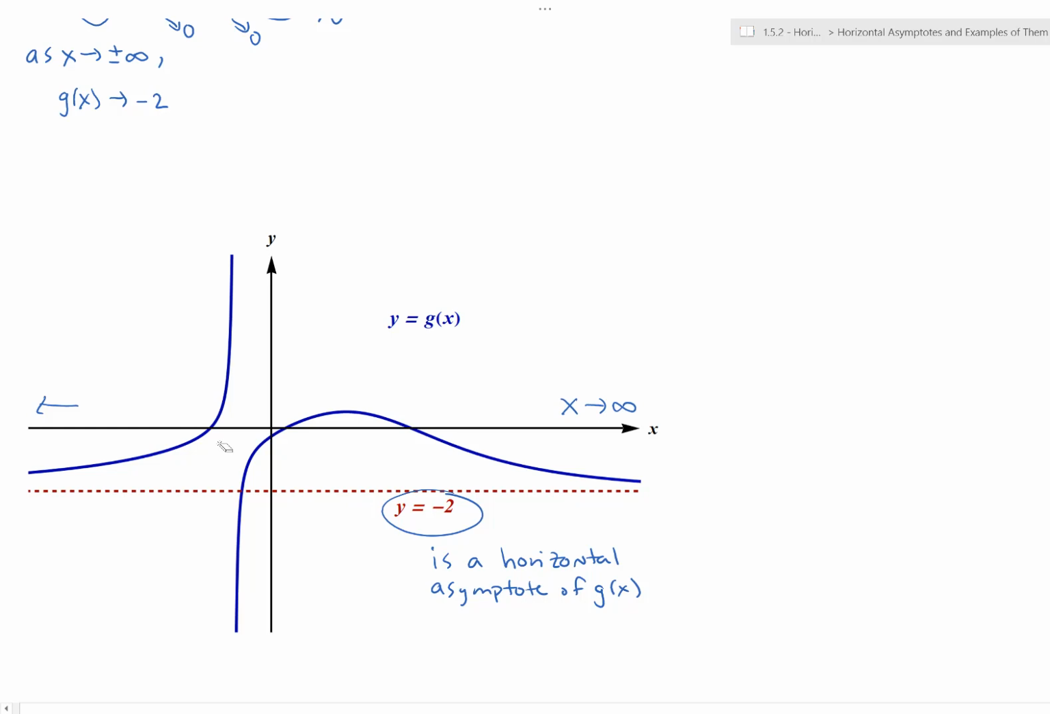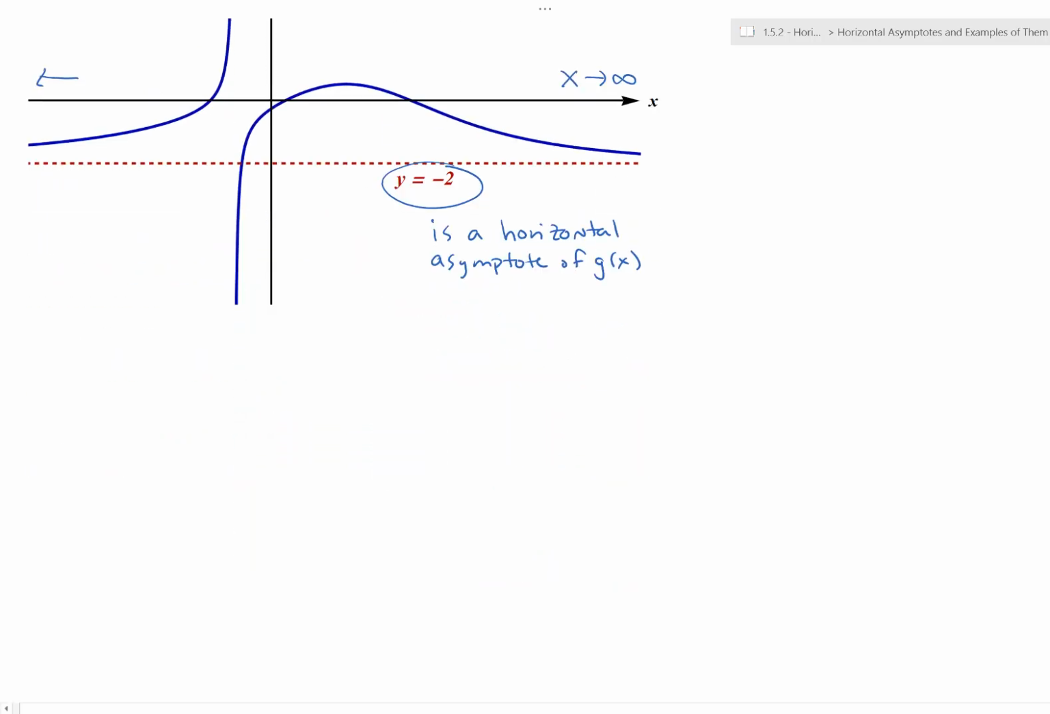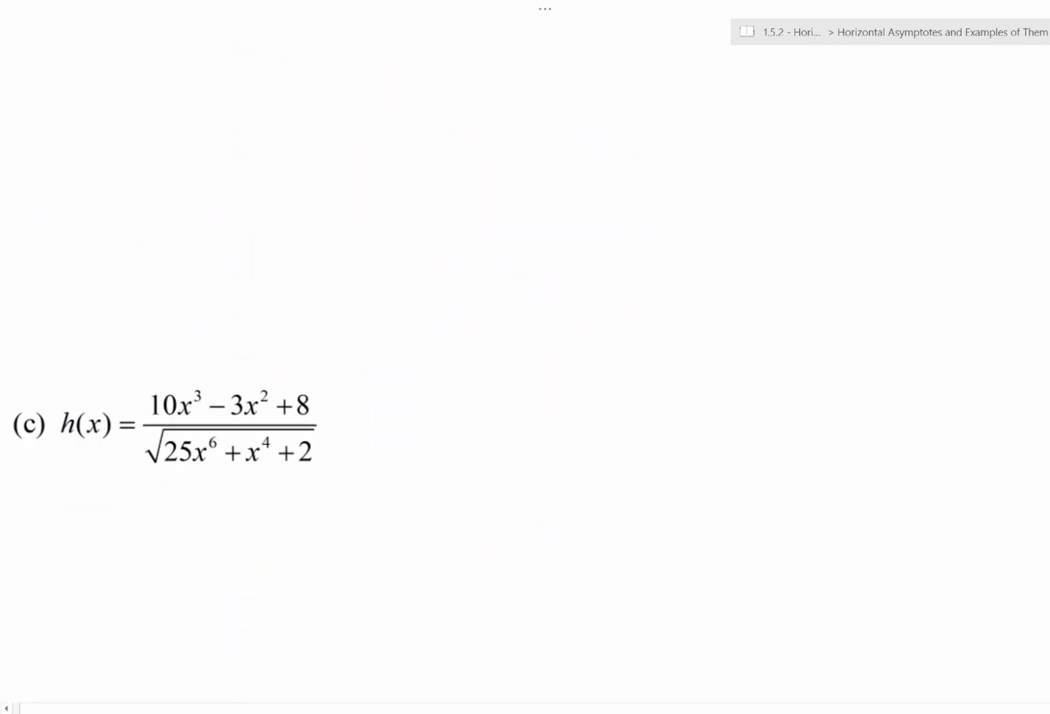All right, now those two are rational functions we just looked at. Let's look at a couple of examples in which we don't have rational functions, but they have similar methodologies in finding what their long-run behaviors are. So in the next example, here is another function. Let's call it h of x. And this time we have in the numerator 10x cubed minus 3x squared plus 8. But in the denominator now, we have the square root of 25x to the 6 plus x to the 4th plus 2, all inside the root.